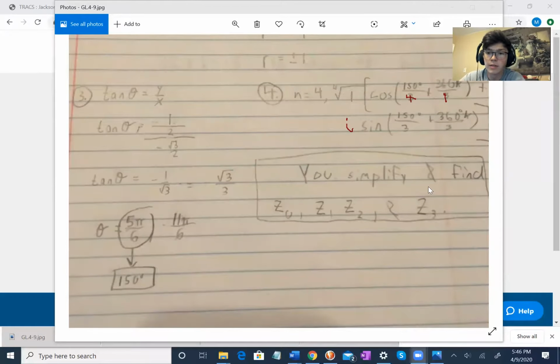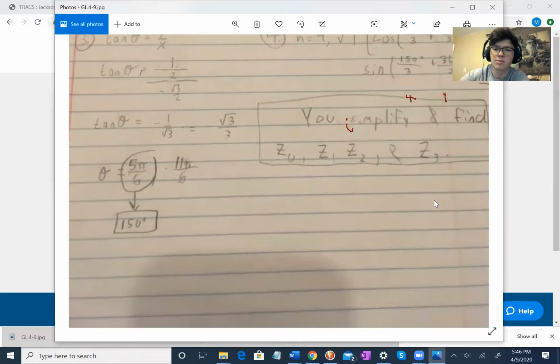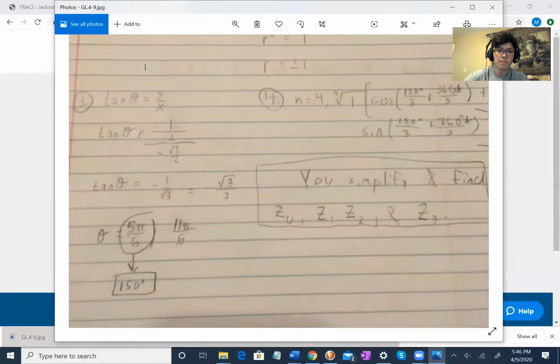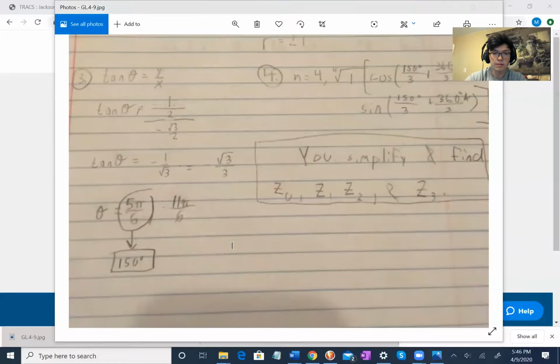Okay, so from here, it was going to be y'all's job to simplify this and then find Z0, Z1, Z2, and Z3. But since it's just me, I'm going to do my best to write this out. It's a little tricky to do it. So I'm going to write it out via text. So if I simplified this equation, it's going to be, remember, let me move this up a little bit so we can see. Remember that we had the 4th root of 1. Well, that's just 1, so I'm going to leave that as a 1.